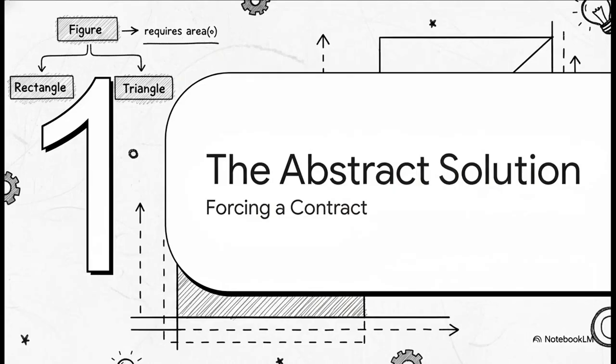So, what's the solution? Well, we make that contract official. And that's where the abstract keyword comes into play. And let me be clear, this isn't some hack or a workaround. No, this is a seriously powerful design tool. It lets us set up a blueprint and then say, okay, I've defined the rules. Now you, the specialized classes, you go figure out the details.